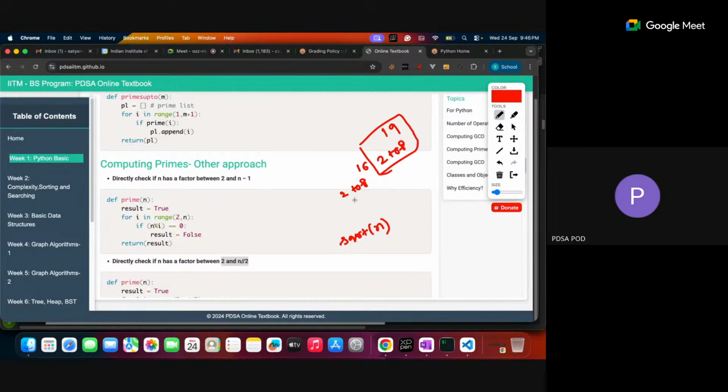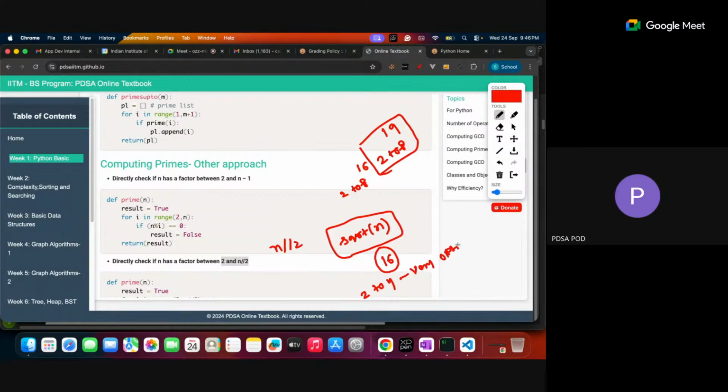Still, somebody says why go up to n by 2 times? Don't worry about the double slash, it's integer division. So here, go up to the square root only. For example, to check whether 16 is a prime number or not, I need not go up to half of 16. I can go to the square root of 16. That means 2 to 4 only. What is the square root of 16? 4, right? So this is still very optimized.